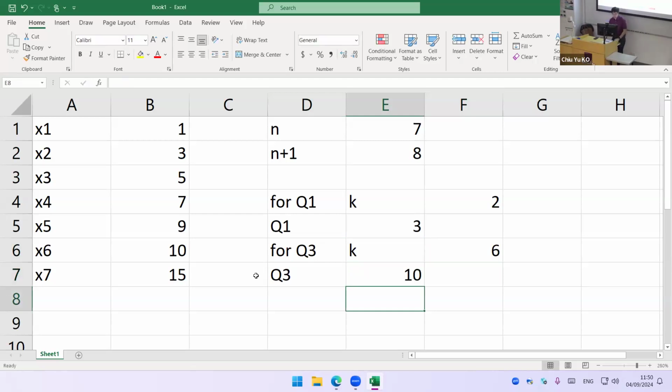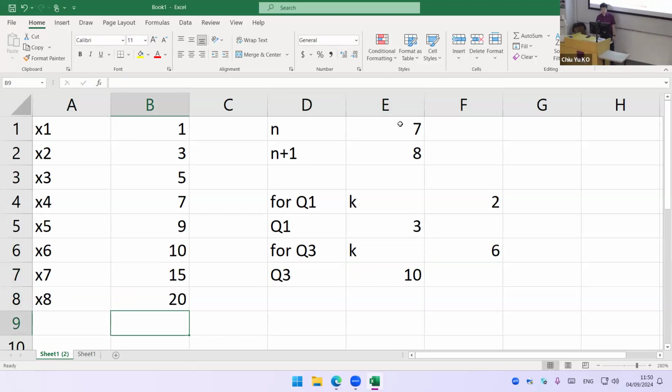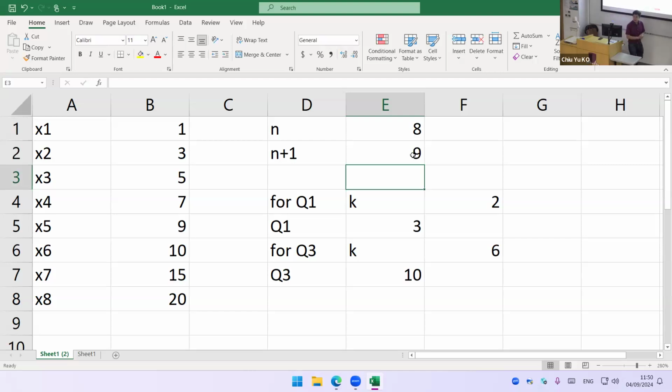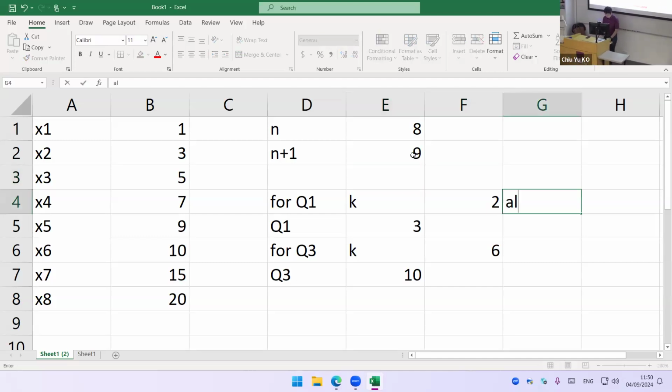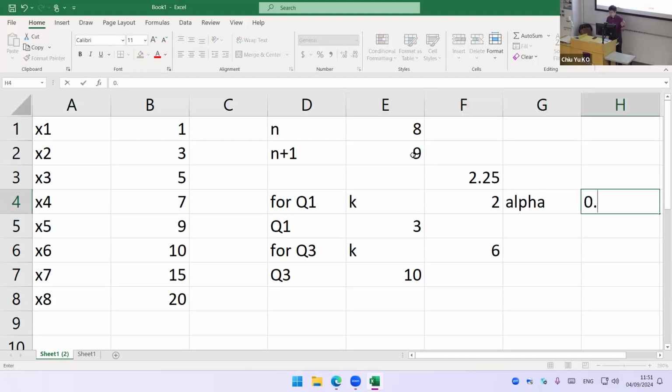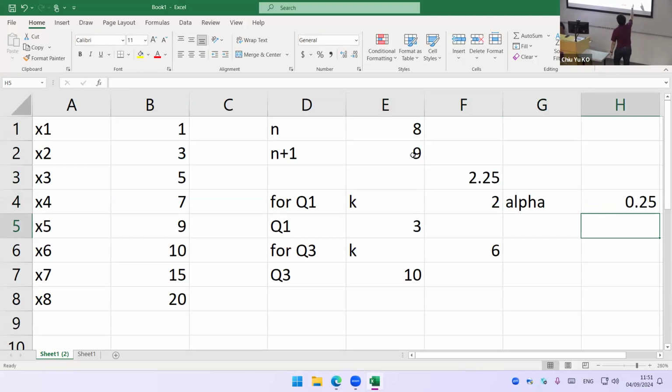Now let's make the case a little bit trickier. I'll give one more example: x8, which is like 20. I just randomly put a number there. In that case, what's n? n is 8, and n plus 1 is 9. Now 9 over 4 is 2.25, which means that k is 2 and alpha is 0.25. So what we want is x2, which is 3.